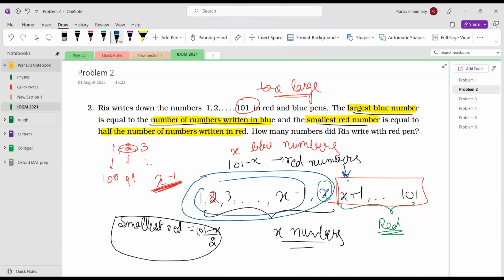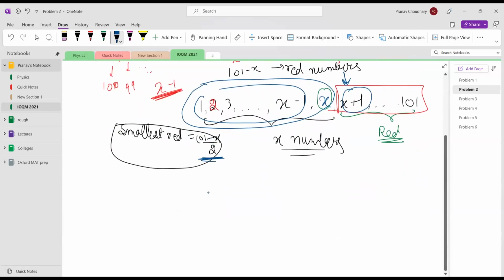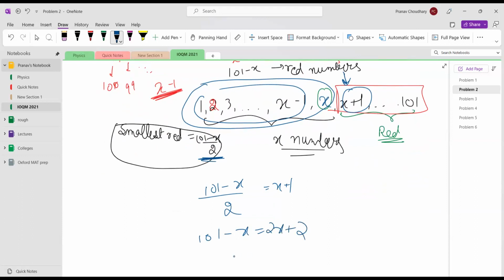Clearly, this is the smallest red number, right? And what we know is this is also the smallest red number. So 101 minus X over 2 equals X plus 1. And you can easily solve this. So this will give you X as 33.